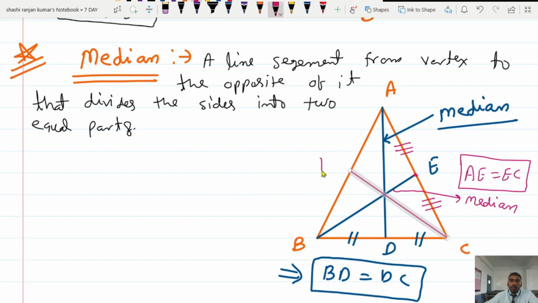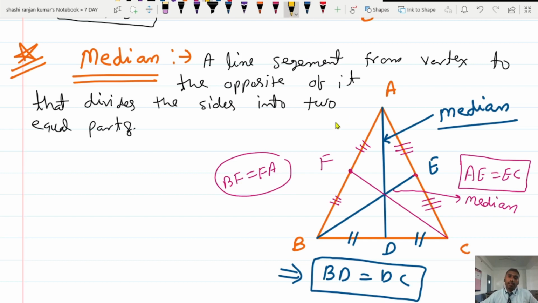Similarly, one median can also be drawn from C to here. Let us suppose this is a point F. Now F is a median, it means it divides this side again into two equal parts. So BF is equal to FA. These two side lengths are the same, so CF is also a median of this triangle. The line segment that divides the side into two equal parts is called the median of a triangle. So here we can write these points in a triangle.